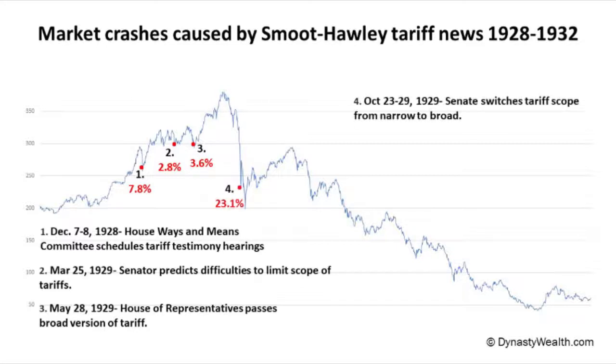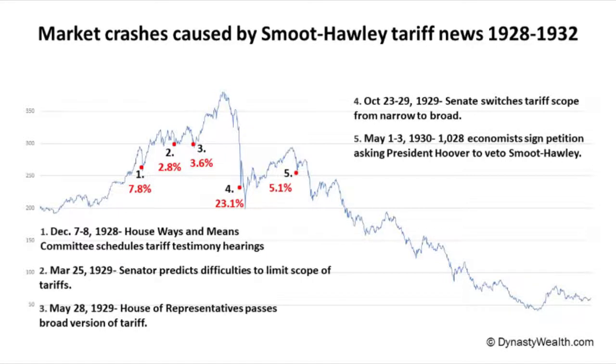When the Senate announced on October 23, 1929, that they not only had the votes to pass the tariff, but also for a broad scope, the market fell by 23.1% over the next 6 days. After it was announced that 1,028 economists had signed a petition asking President Hoover to veto Smoot-Hawley in May of 1930, the market declined by 5.1%.